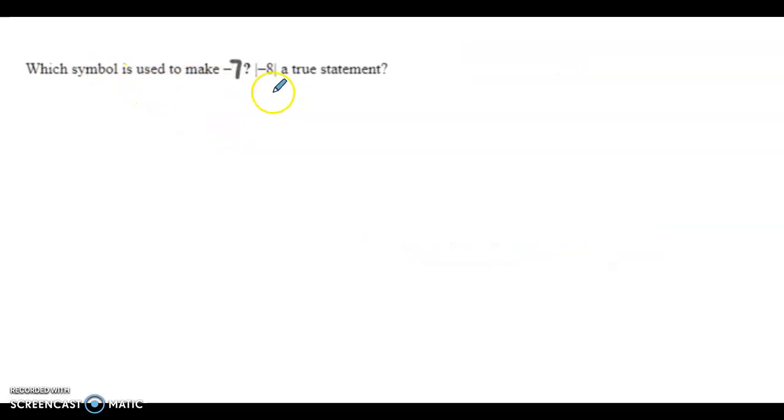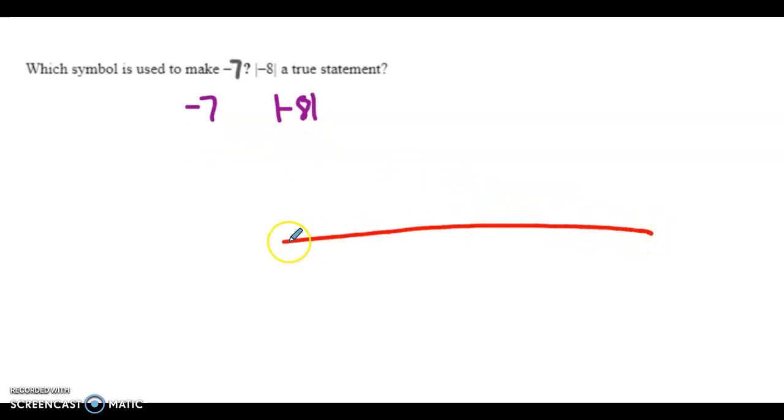All right, which symbol is used to make this true? So now we have a -7 and the absolute value of -8. Absolute value is distance from 0. If we look at all this on a number line again, we have 0, 1, 2, 3, 4, 5, 6, 7, that's -7. And then right here is -8.